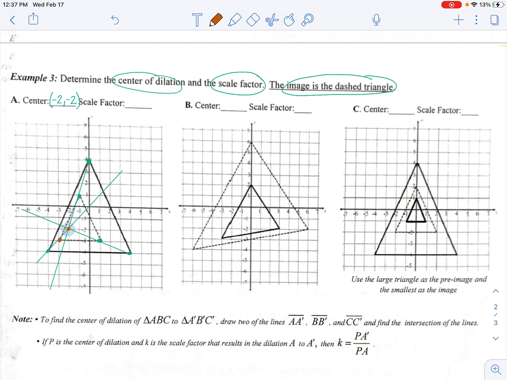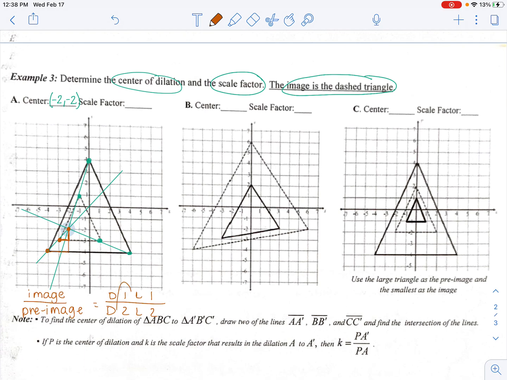The closest points are these two corresponding points. Now you're going to do the dash, or your image, over your pre-image. So my image is the dashed one. If I look at this one, for the dashed one, I went down 1 over 1 to get there. So I went down 1, to the left 1. For my image, I went down 2 over 2. So I went down 2, left 2.